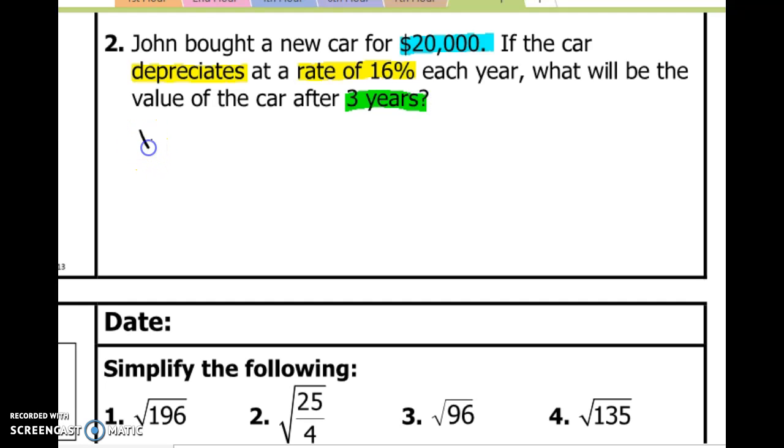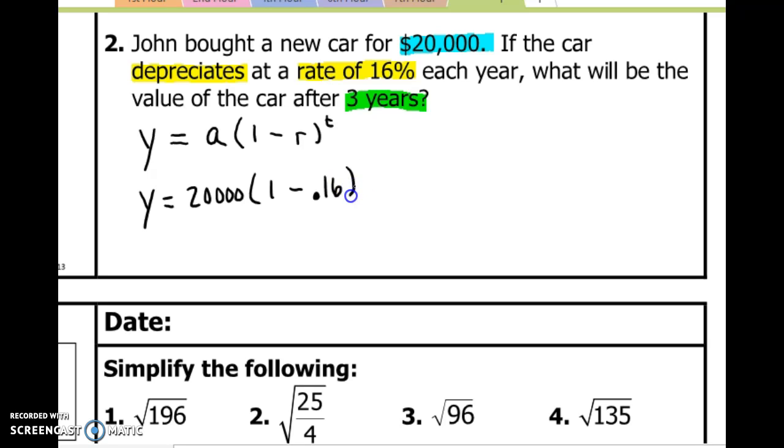Now the decay formula is very similar to the growth one. It starts with initial value. It has a 1, but this time it's minus r as opposed to plus r. So let's just plug in our numbers. Y equals 20,000 times 1 minus, if it's 16%, it's 0.16 to the power of 3.